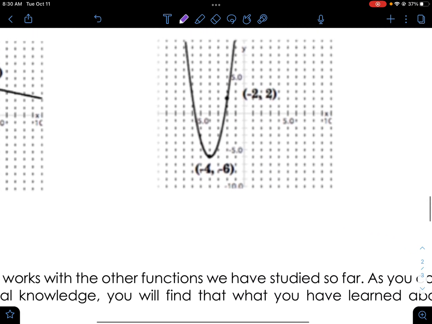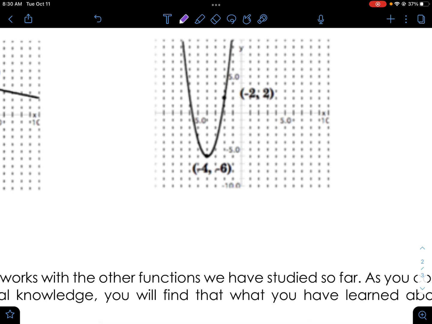If we take a look at this next graph, this is a quadratic equation, so we know it's going to be of the x squared nature. And so again, you want to take a look at where is your vertex. This vertex is at (-4, -6). The parent function is at (0, 0). So that we know that this function has shifted 4 units to the left, so (x + 4) squared, and 6 units down, -6.